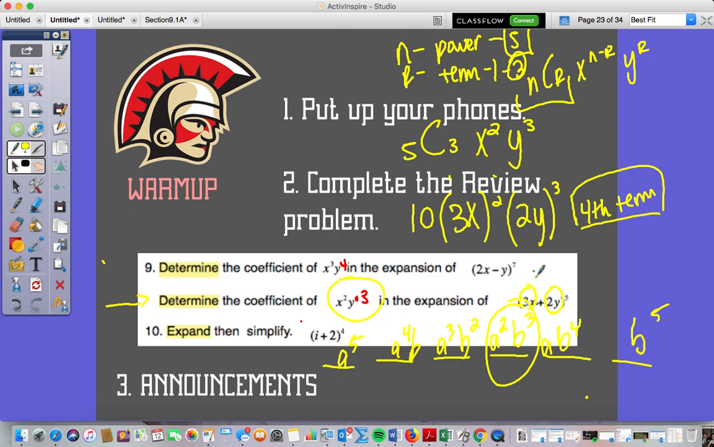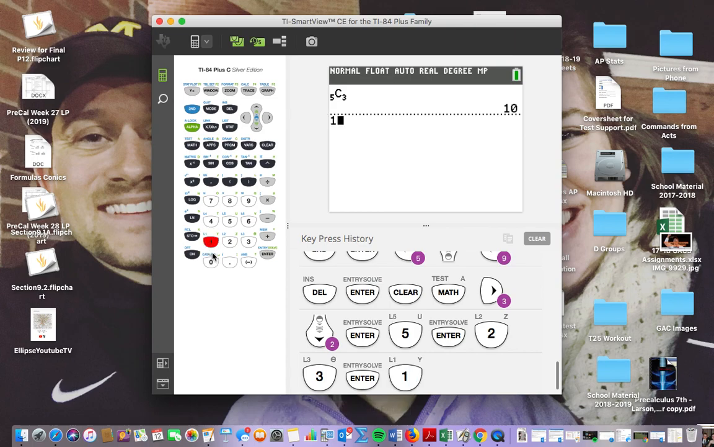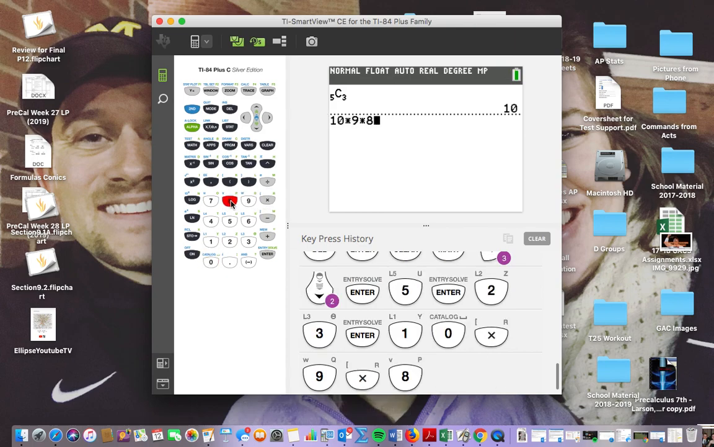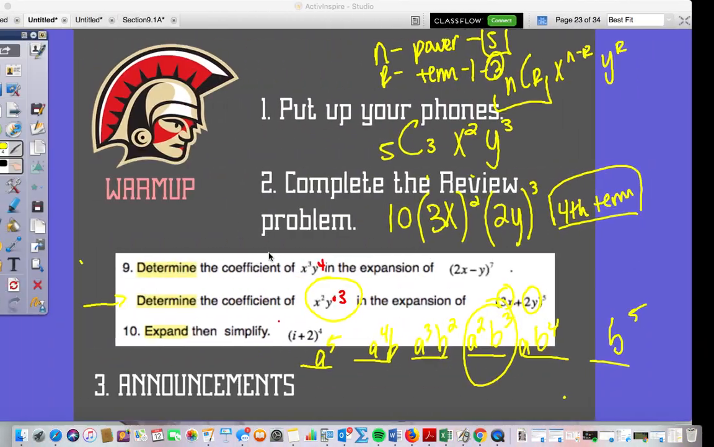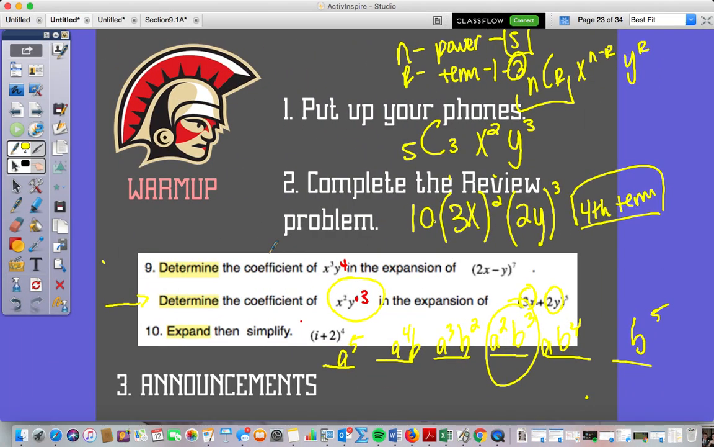So if we square 3x, that would produce what here? 9x squared. Good. And then if we did 2y to the third, we get 8y to the third. So really it's 10 times 9 times 8. Just plug that in. That would be 720. So we would put up here 720 x squared y to the third. It's a lot, but basically that's how we break it down on that part.